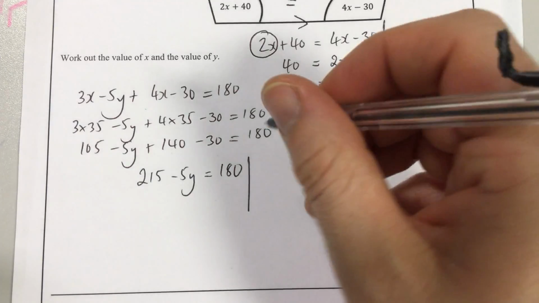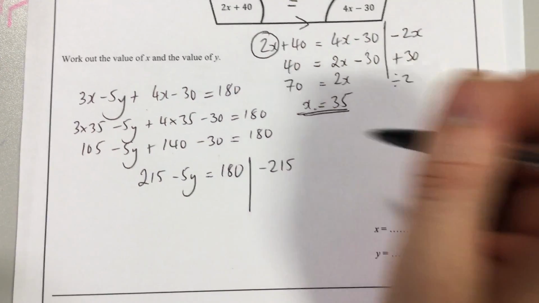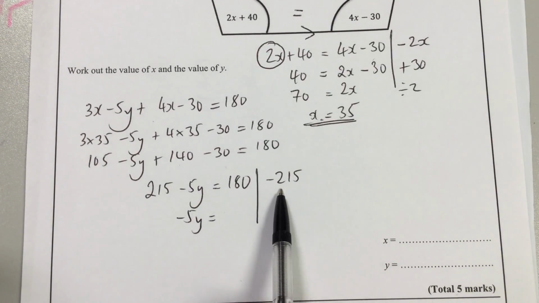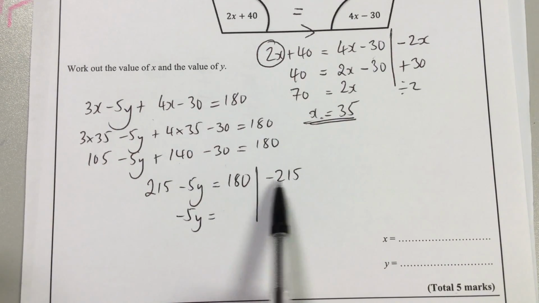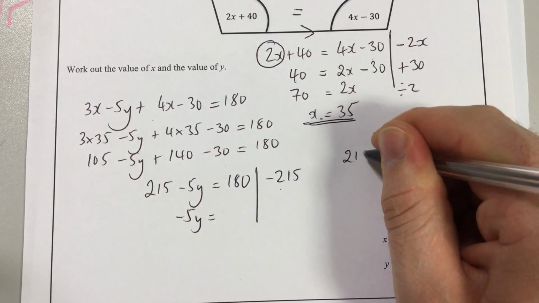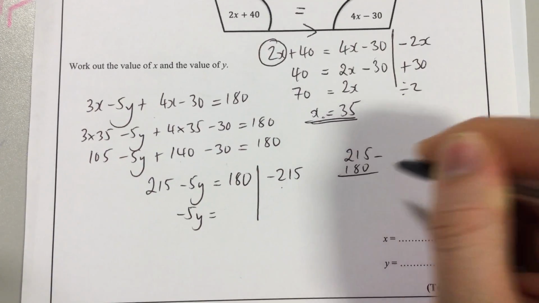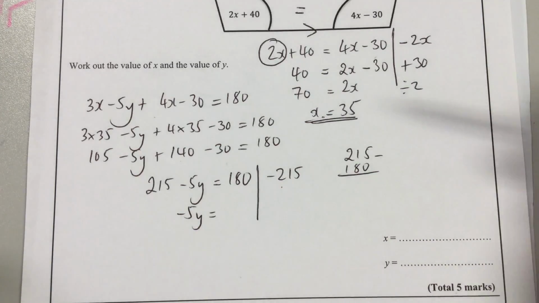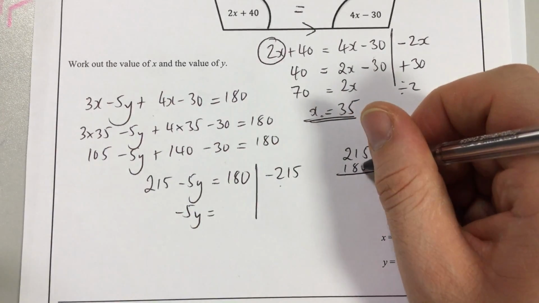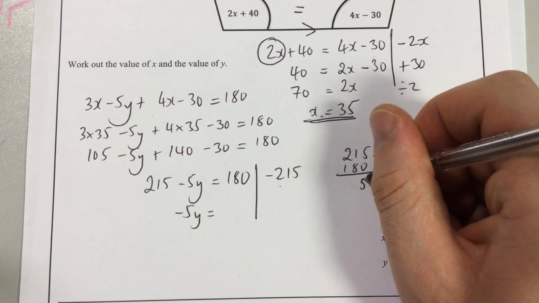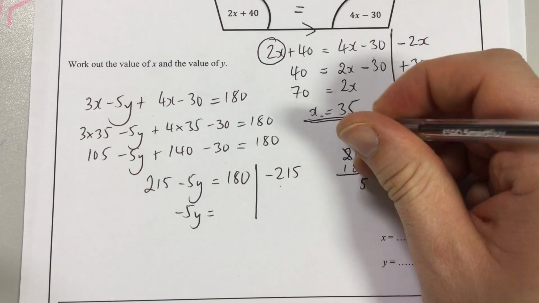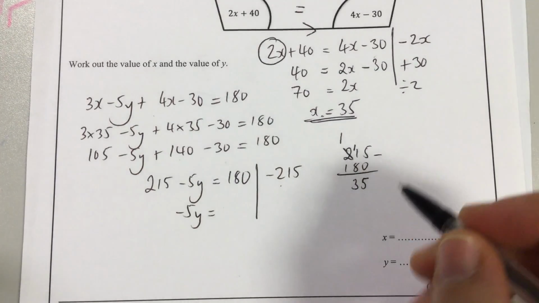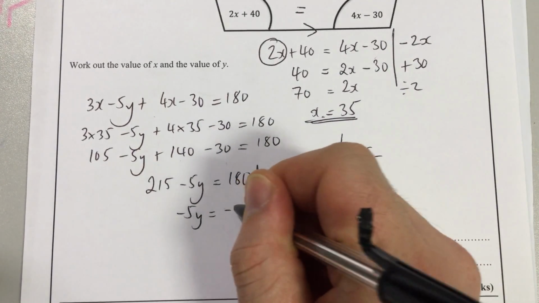So I'm going to solve this. I'm going to take away 215. So minus 5y is 180 take away 215. So it's going to be negative. A way to get around that, because some of you won't be confident, is if you take it away this way, you'll know the gap between them, and that's how far down into the minuses it's going to go. So 5 take away nothing. Can't do 1 take away 8, so I'm borrowing. And 1 take away that. So this is minus 35.